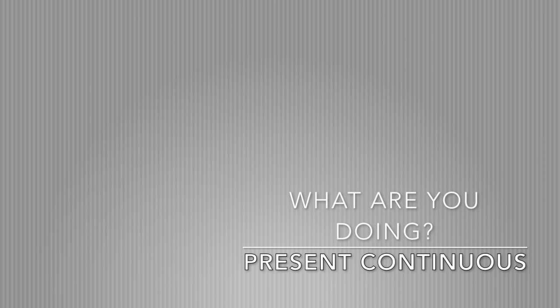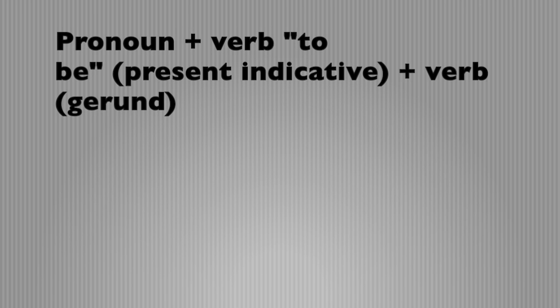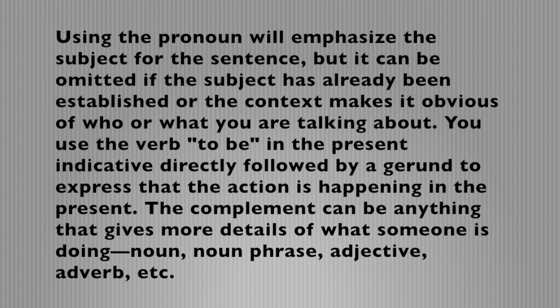All right, so today our lesson focus is going to be about how to let others know what someone is doing. Yes, the present continuous. The sentence structure that we're going to use is the pronoun plus the verb estar, meaning the verb to be, in its present indicative, plus the verb in its gerund form. Using the pronoun will emphasize the subject of the sentence, but it can be omitted if the subject has already been established by the context and makes it obvious who or what you are talking about.